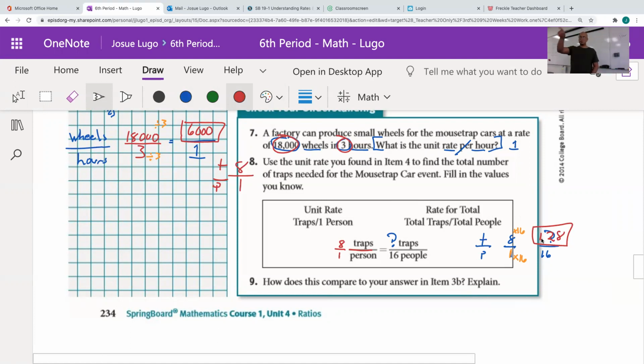Which makes sense, 128 traps for 16 people. We went full circle. We use the unit rate now to figure out how many total traps we need for 16 people, and we got the same answer as what was given to us earlier. So again, traps per person, we know it's 8 traps for 1 person. How many traps for 16 people? We just multiply by 16, increase the top one by the same factor, give us 128 traps for 16 people. Look at the work that we're showing. We have our word fraction. We have a ratio and we have part of the other ratio, and we're using that to make an equivalent ratio.